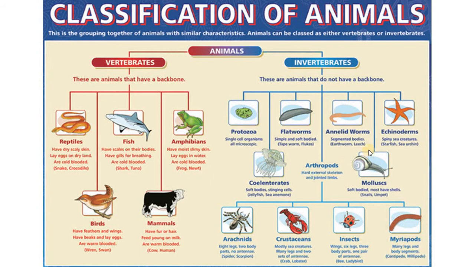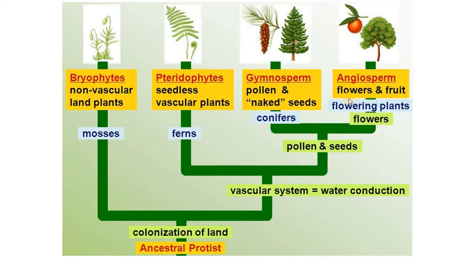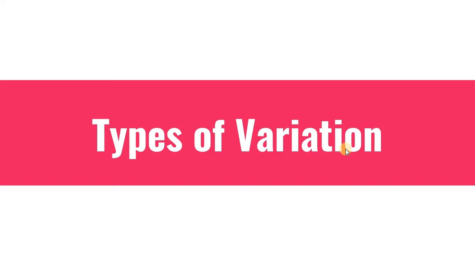And apart from the animal kingdom, we also have the plant kingdom. In your textbook, we have learned that plant kingdoms are categorized into 4 major groups. First of all, flowering plants. Second group, conifers. Third group, ferns. And the fourth group, mosses. And today we'll be looking at types of variation. So what does the word variation mean? The word variation refers to differences, right?